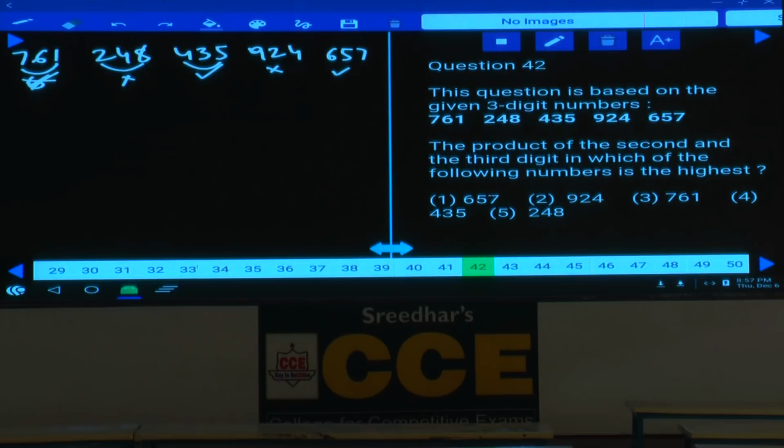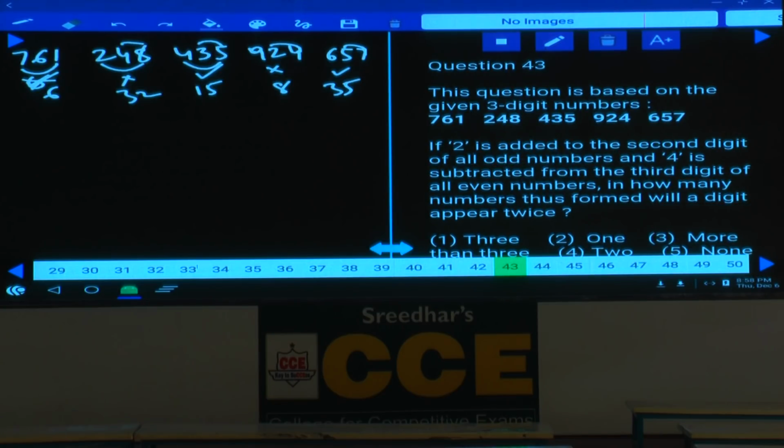Then question number 42. The product of the second and the third digit in which of the following numbers is the highest? Now here in 761 the product of the second and the third is 6. Here 4 into 8 is 32. Here 3 into 5 is 15. Now 2 into 4 is 8. 5 into 7 is 35. Which is the highest here? Now 657, that is choice 1.